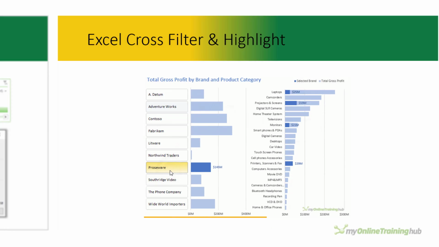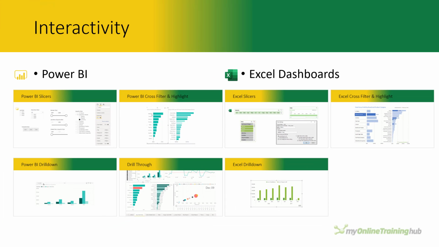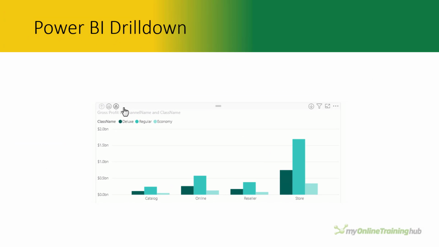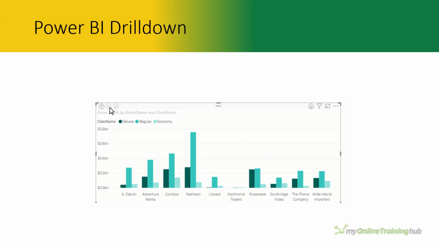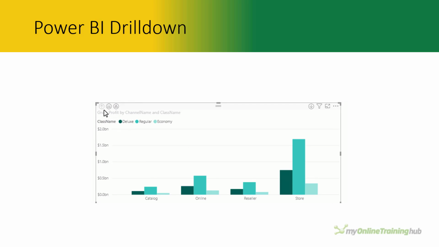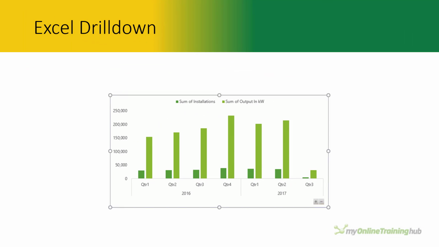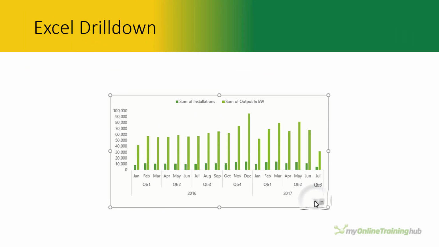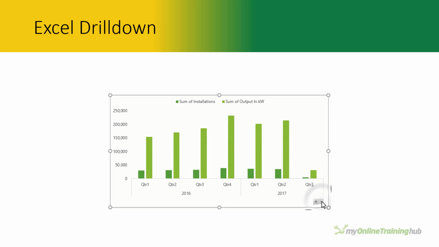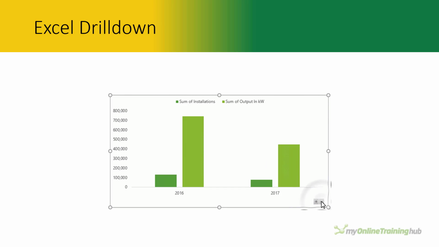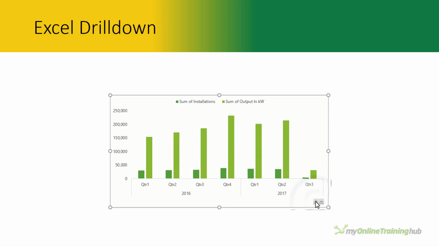In Power BI, we can drill down to lower levels in visuals. In the top left of the Power BI visuals, there are drill down buttons available when there's more than one field in the axis labels. Similarly, in Excel, you can use the expand and collapse buttons to drill up and down when there's more than one field in the axis labels.